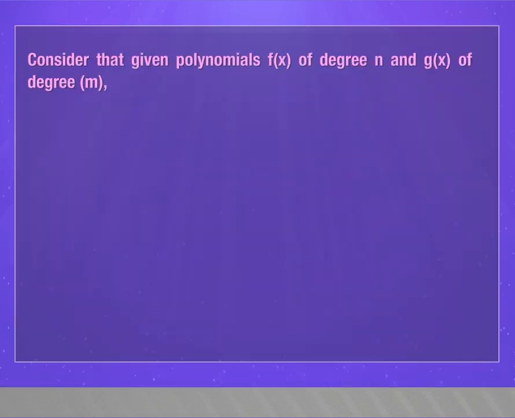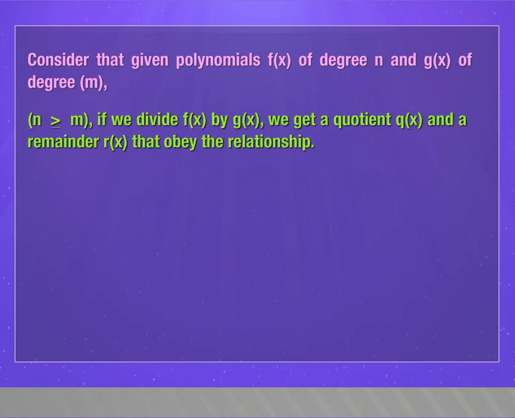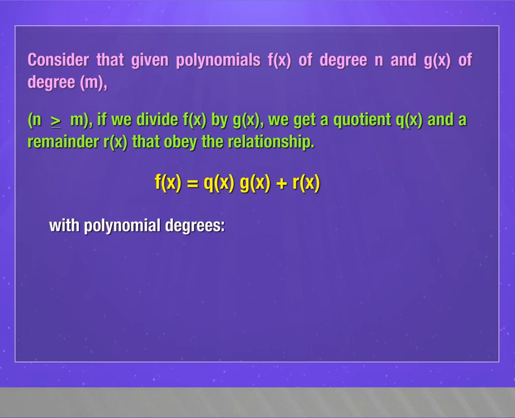Consider that given polynomials f of x of degree n and g of x of degree m, n is greater than m. If we divide f of x by g of x, we get a quotient q of x and a remainder r of x that obey the relationship f of x is equal to q of x into g of x plus r of x, with polynomial degrees.